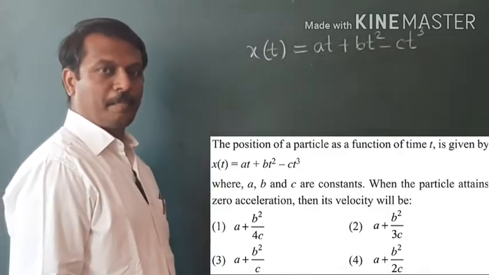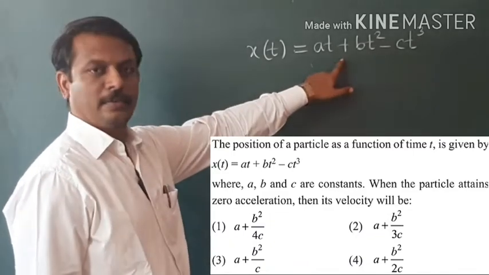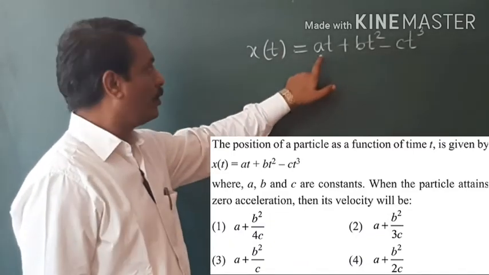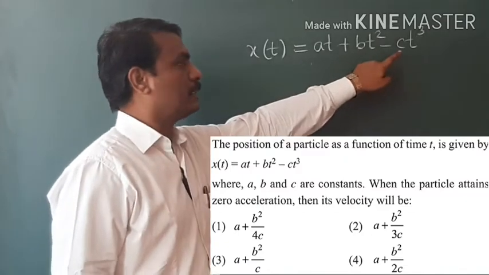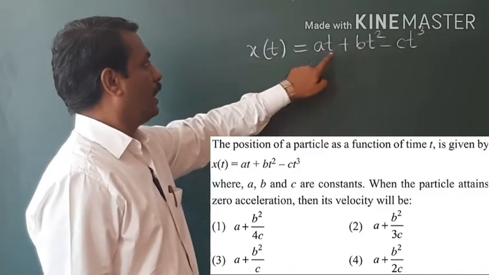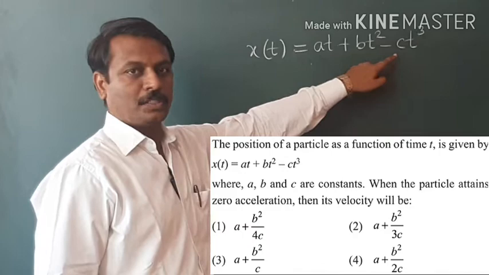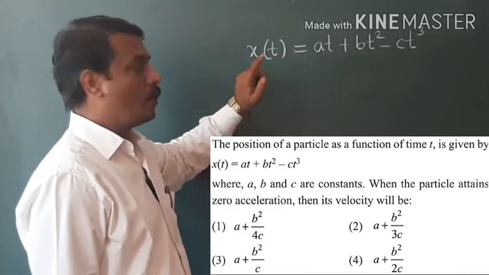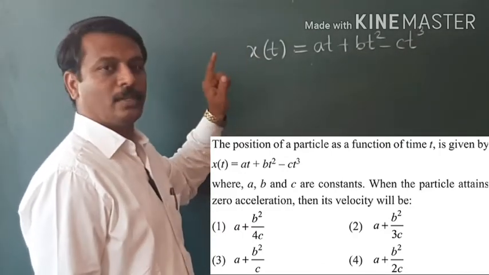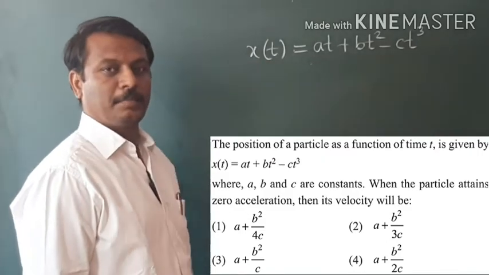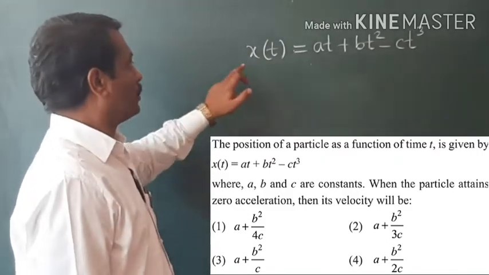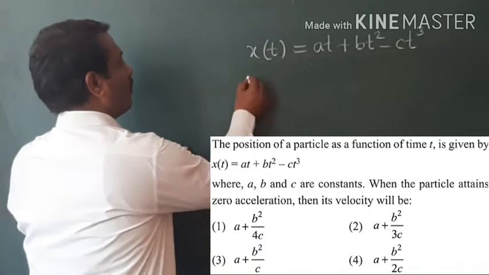Here, position of a particle with respect to time is given. x of t is equal to at plus bt square minus ct cube. Here a, b, c are the constants. Now the question is, what is the velocity of the particle when its acceleration becomes 0? So here position is given, we can find the velocity.